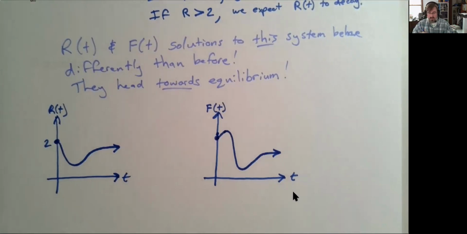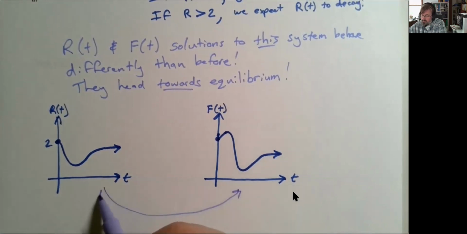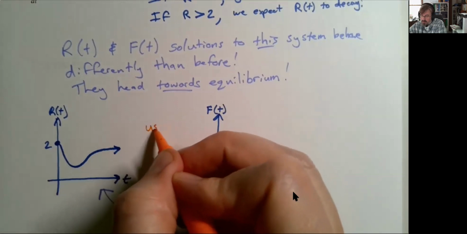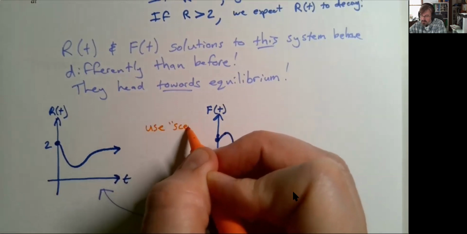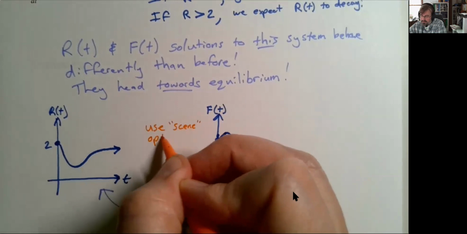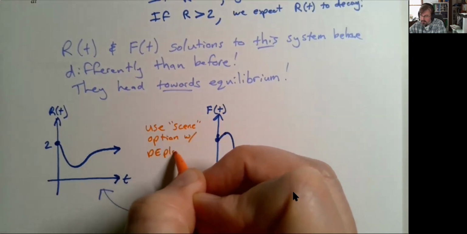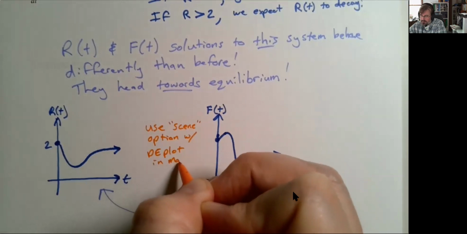And so what you're seeing is you can have the same t-axis, the same scale on the t-axis, tell 2 different stories, whether you're talking about the rabbit population or the fox population. And in order to get these, just as a note, we use the scene option with a DEplot in Maple.